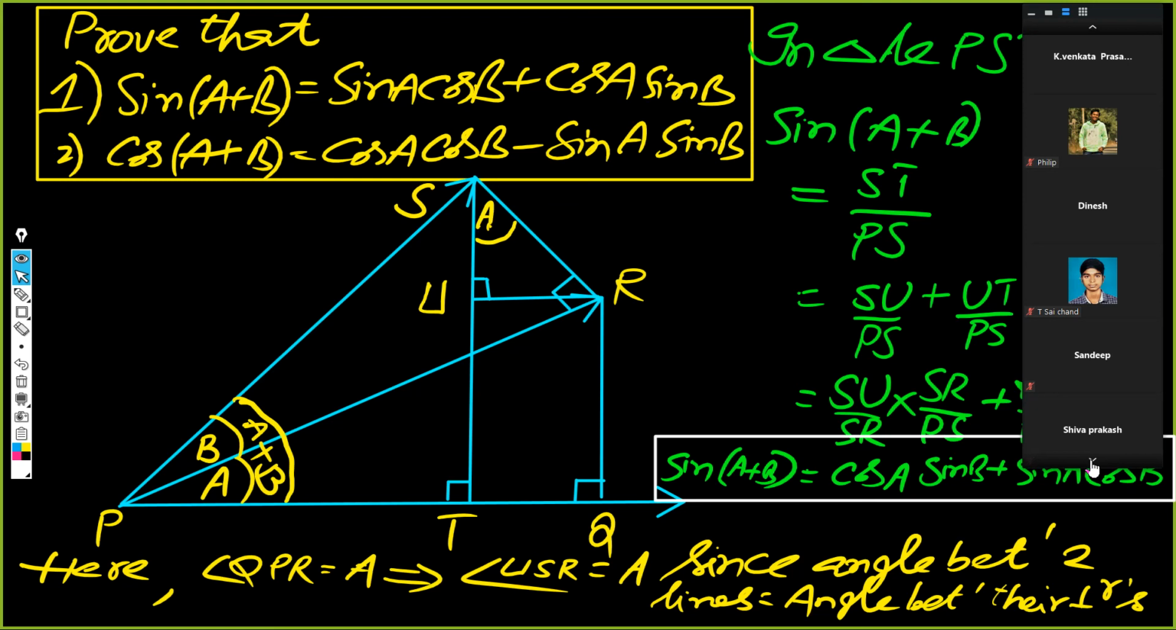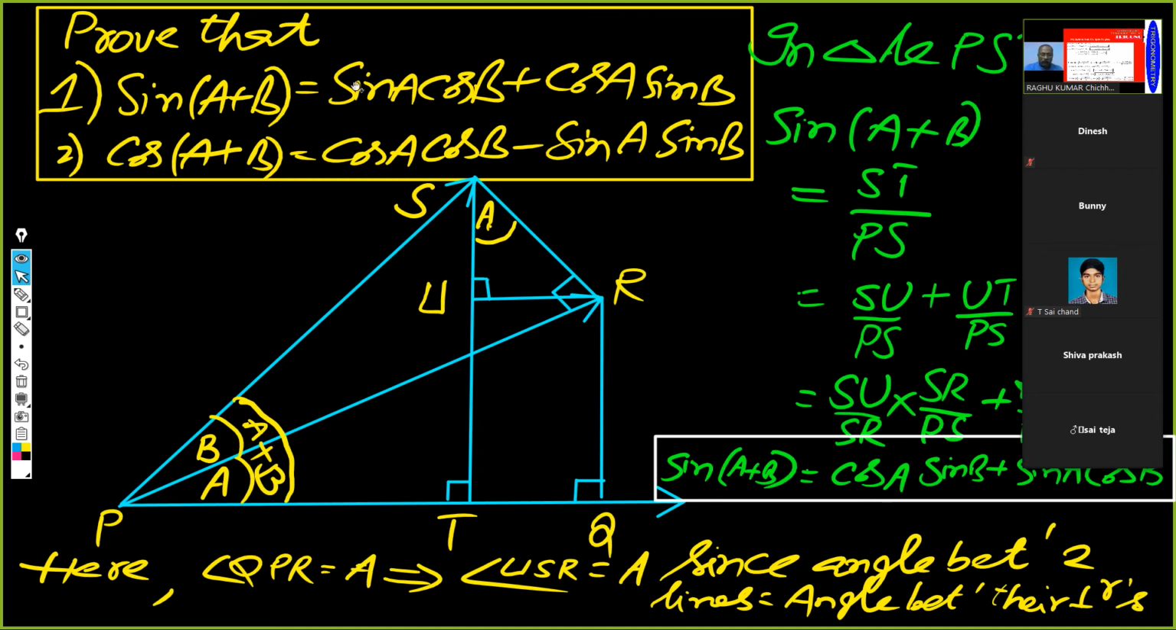Philip, read the first one. Sin of A plus B is equal to sin A cos B plus cos A sin B. Dinesh, read that. Sin of A plus B equals sin A cos B plus cos A sin B. Sai Chen. Sin of A plus B is equal to sin A cos B plus cos A sin B. Yeah. Shiv Prakash. Sin of A plus B is equal to sin A cos B plus cos A into sin B. Vineet. Sin of A plus B equals sin A cos B plus cos A sin B. Yeah. Sai Teja not responding.